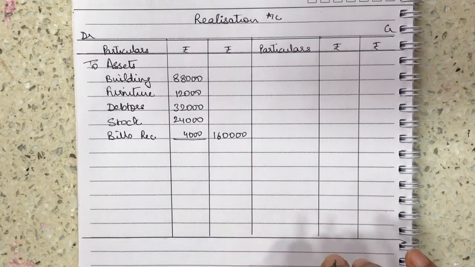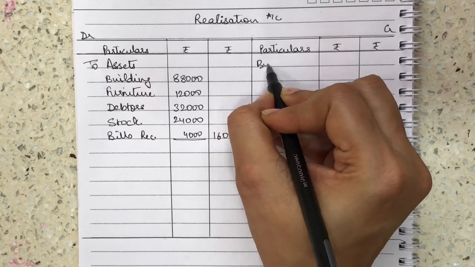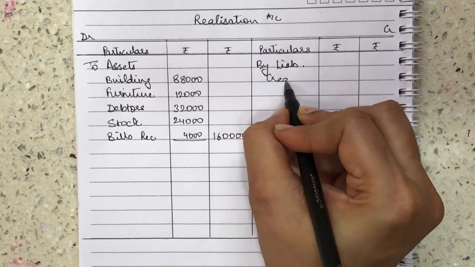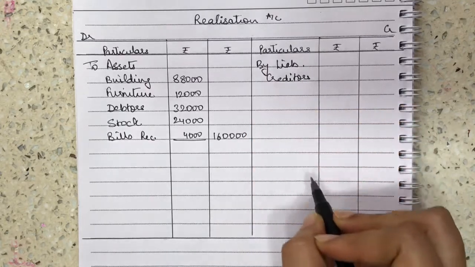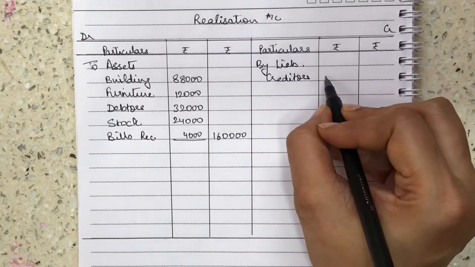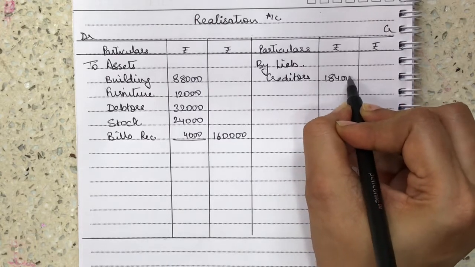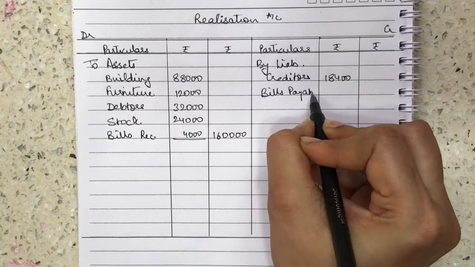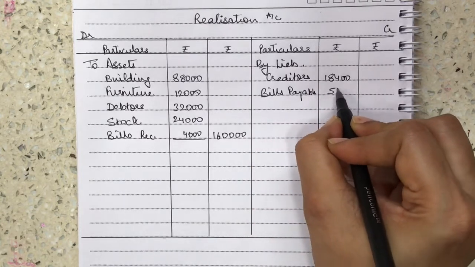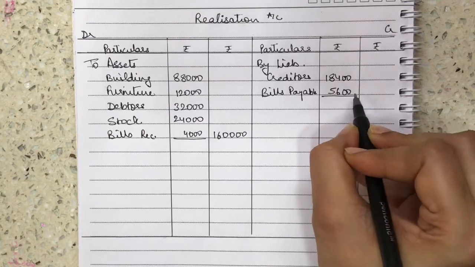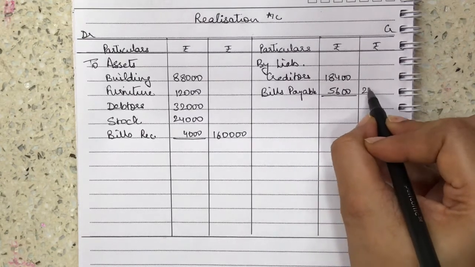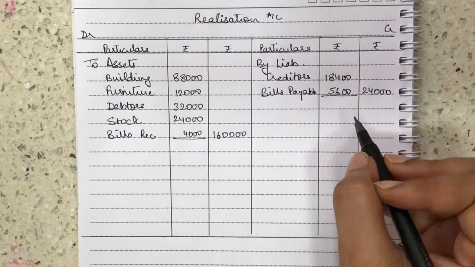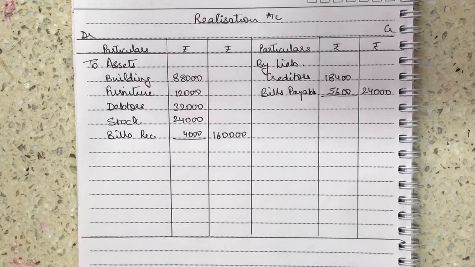Next is the outside liabilities. Right here by liabilities. So liabilities are creditors. Creditors is given to you as 18,400. And then is bills payable. That is given to you as 5,600. So outer column take the total, 24,000. Alright. All the assets are done, all the liabilities are done.